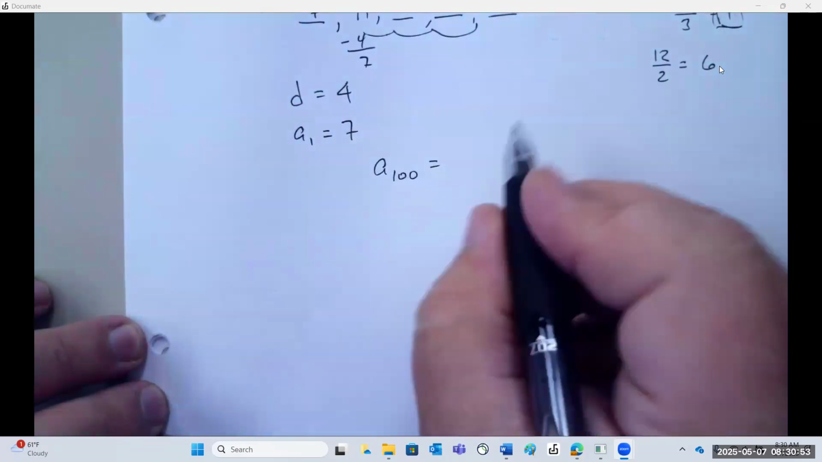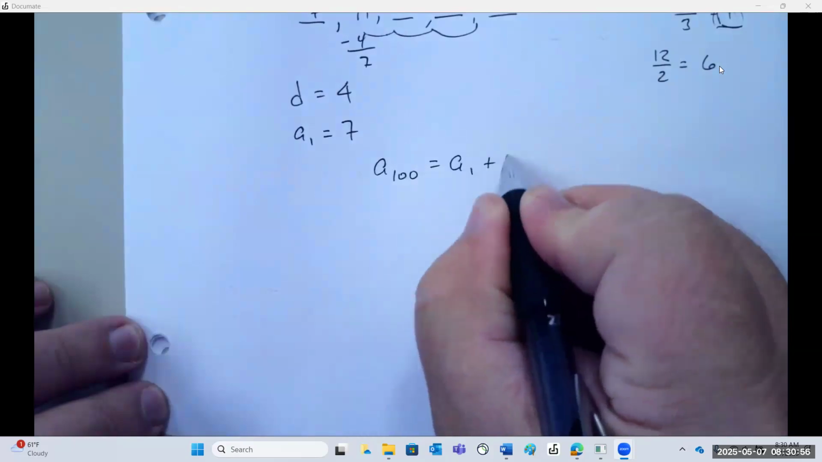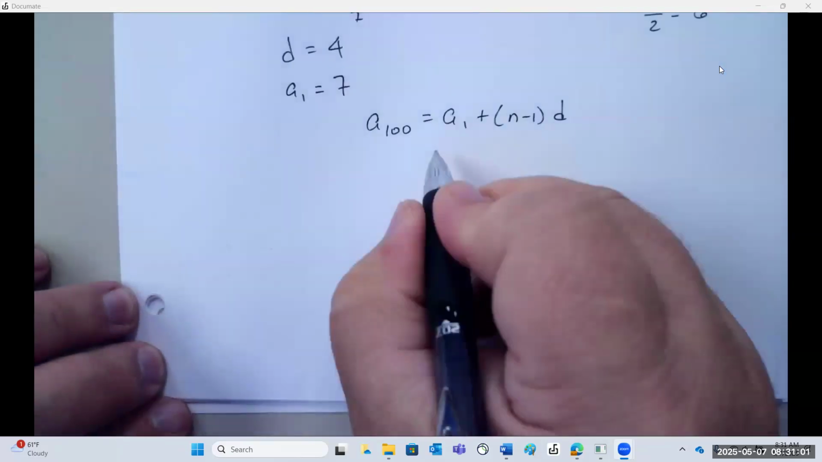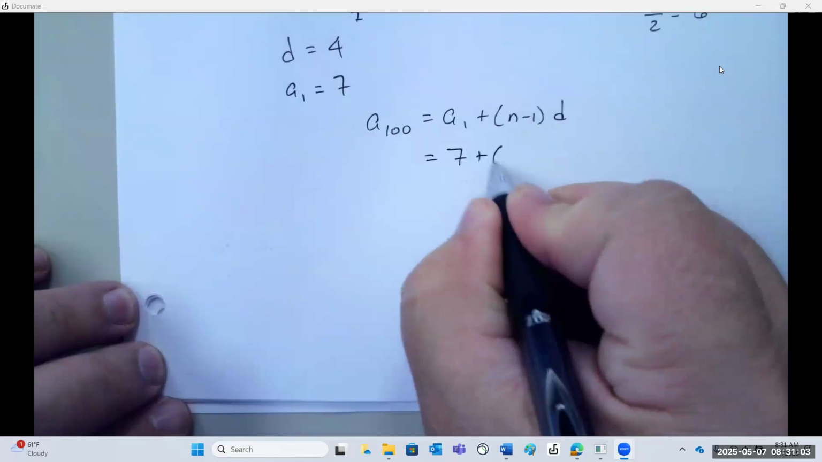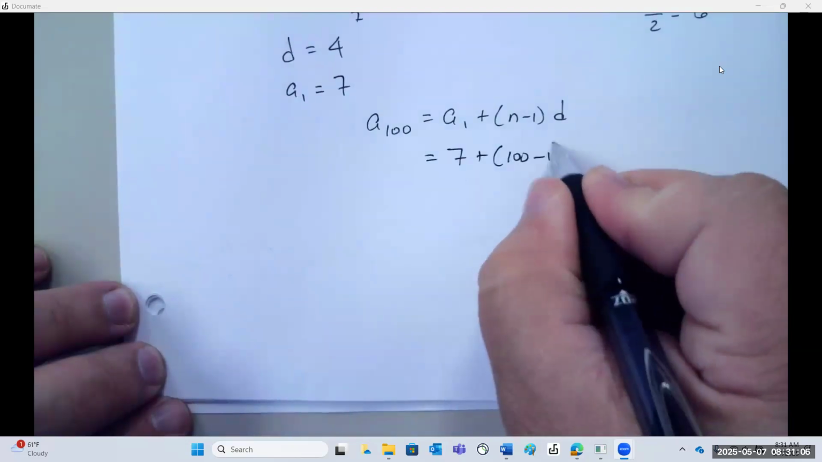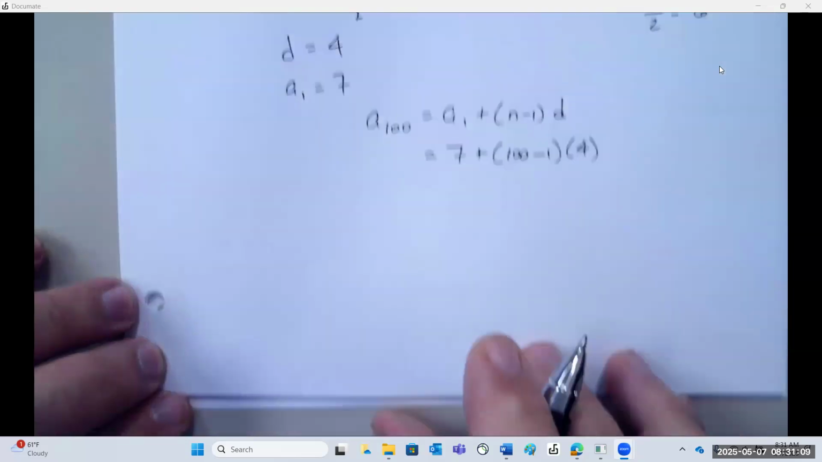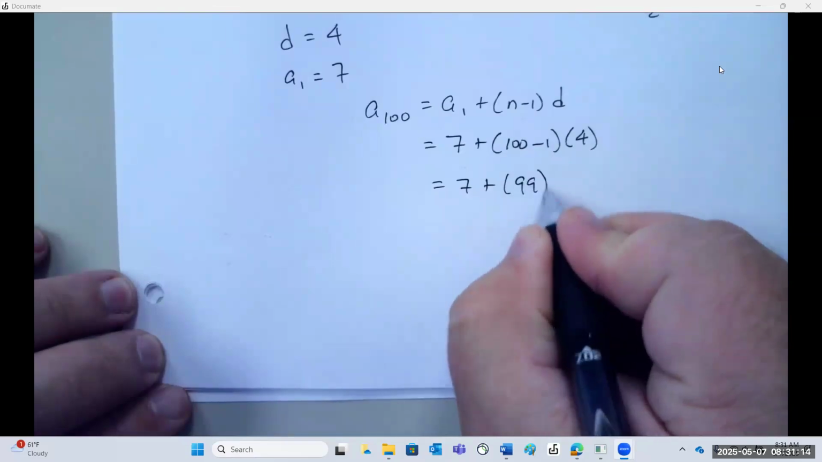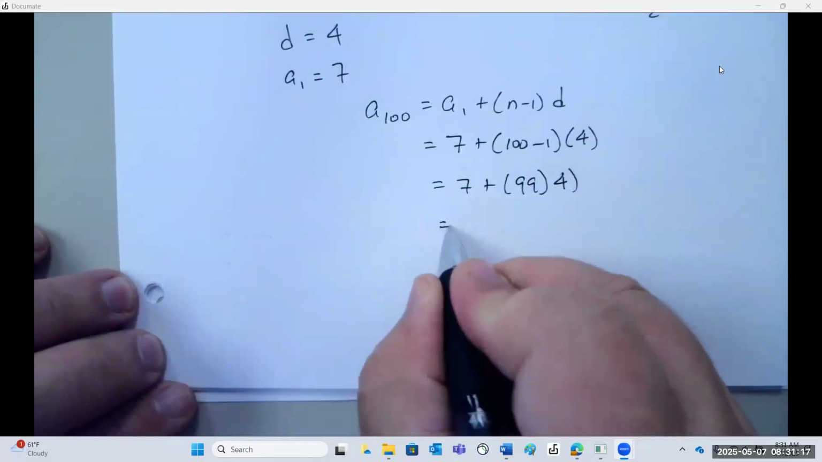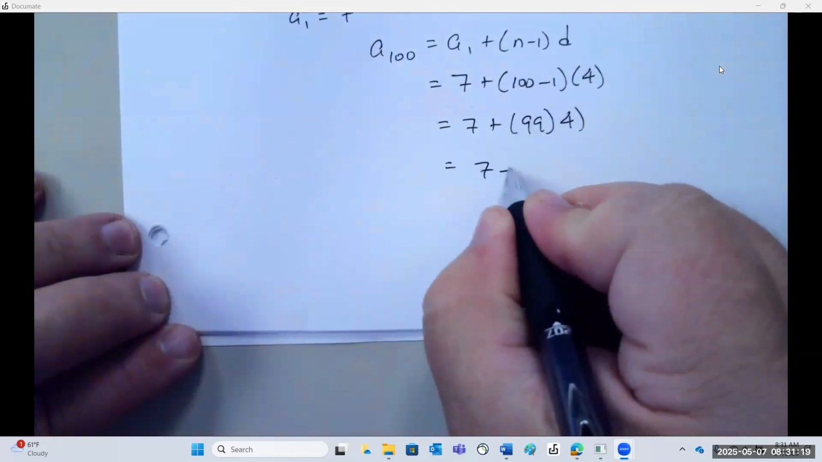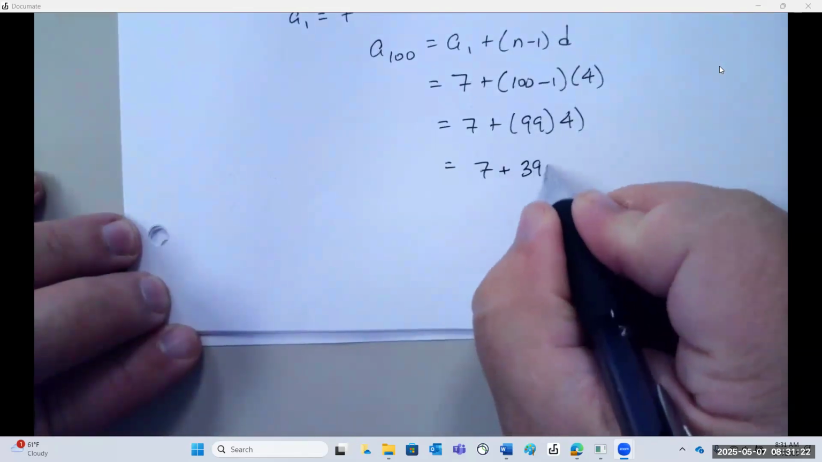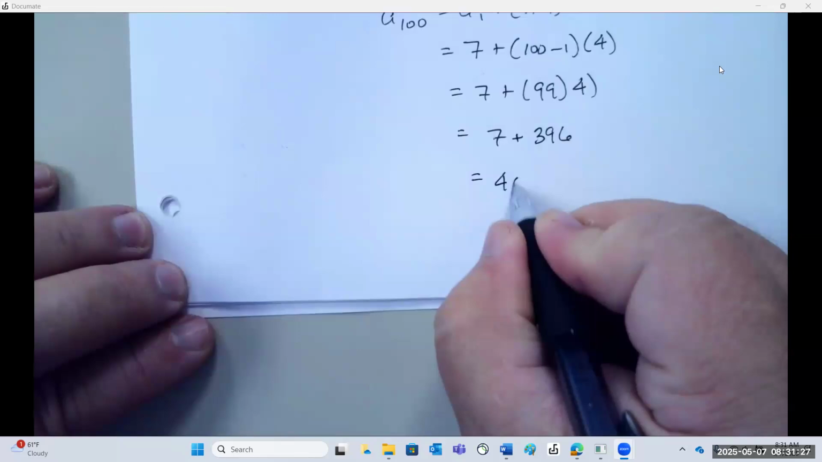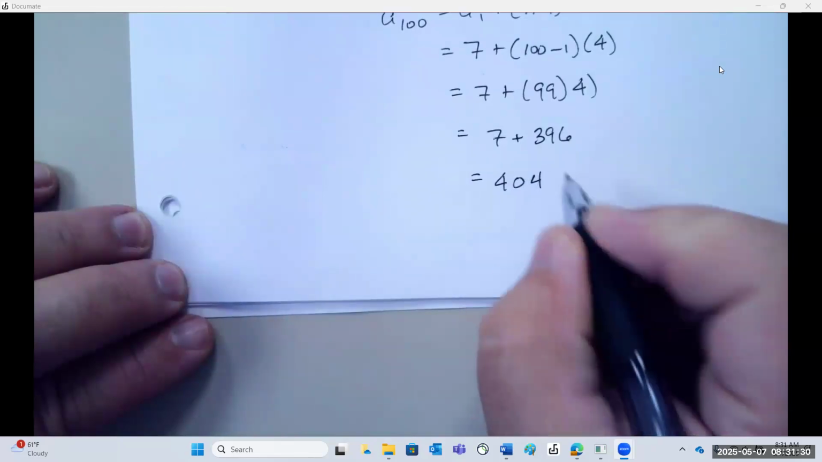So the 100th term is 7 plus 100 minus 1 times 4. So it's 7 plus 396, which is 403.